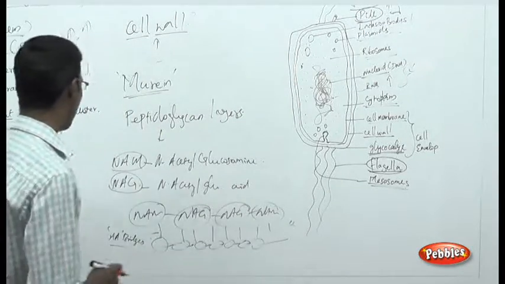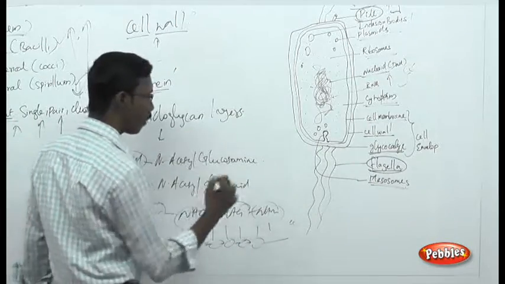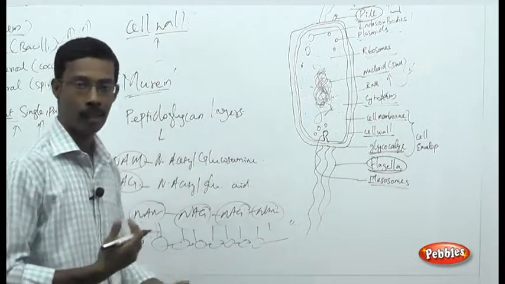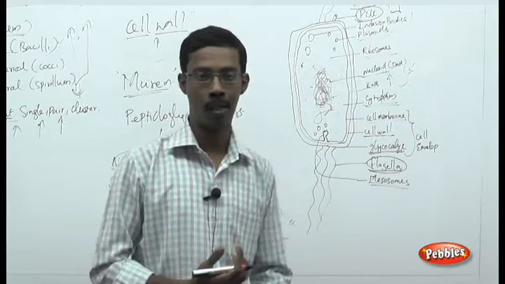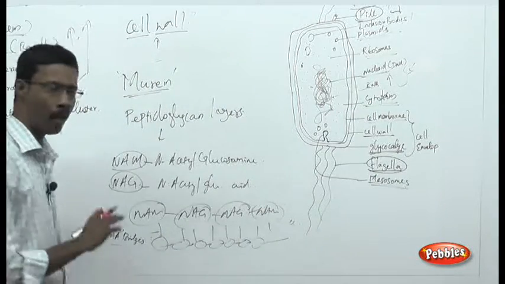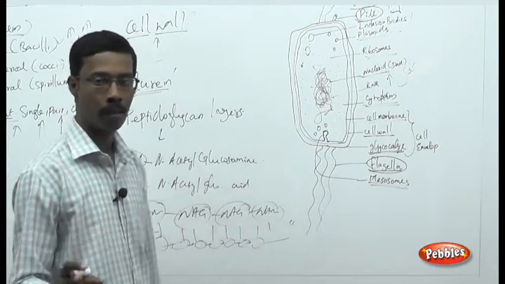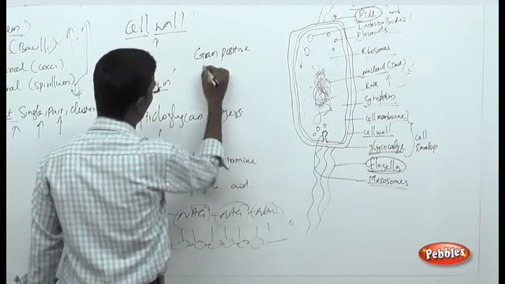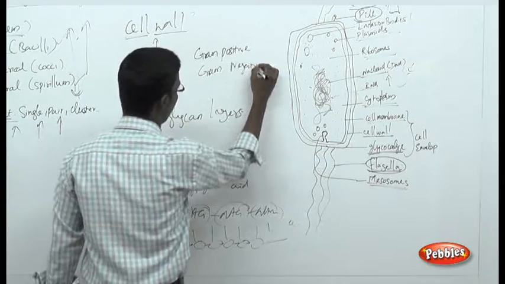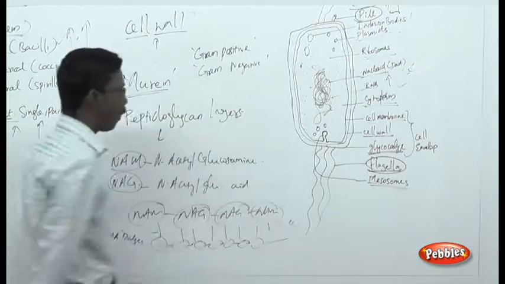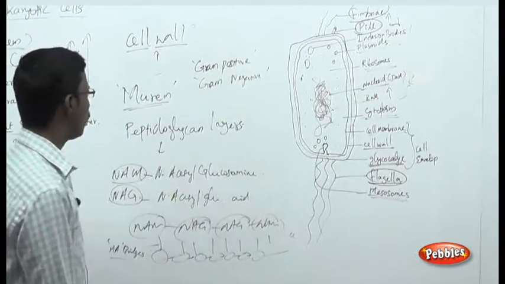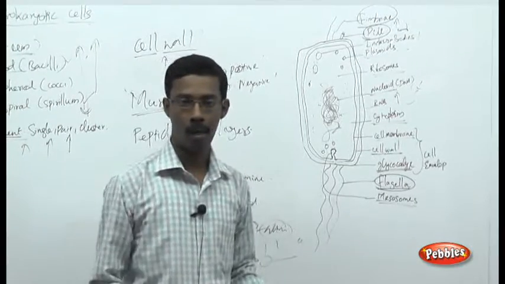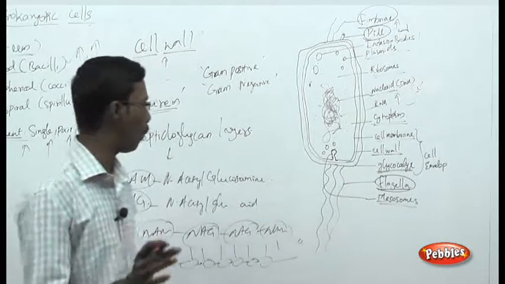Just remember that the thickness of the cell wall will decide what kind of bacteria it is going to belong to. We can divide the entire bacterial world into two different classes. We all know that: gram positive and gram negative. So we are going to see the details now. We are going to divide the entire bacterial world into gram positive and gram negative bacteria.